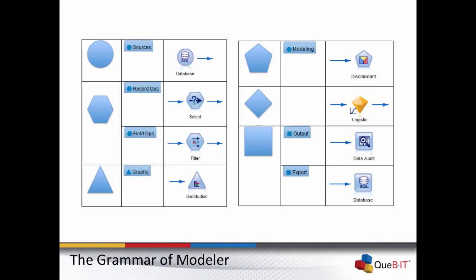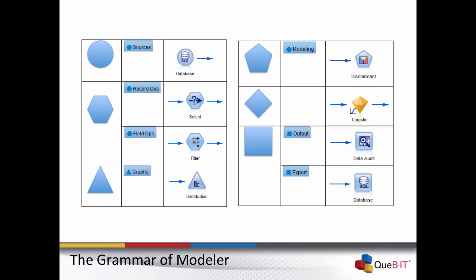First, we have circles. The sources obviously are circular in shape. And notice that we've drawn an arrow coming out of the source node, but not in. This is important because in the grammar of Modeler, an arrow going into a source node does not make any sense and would not be allowed. That does not mean that you cannot write back to the database, but that would not be a source node. That would be an export node.